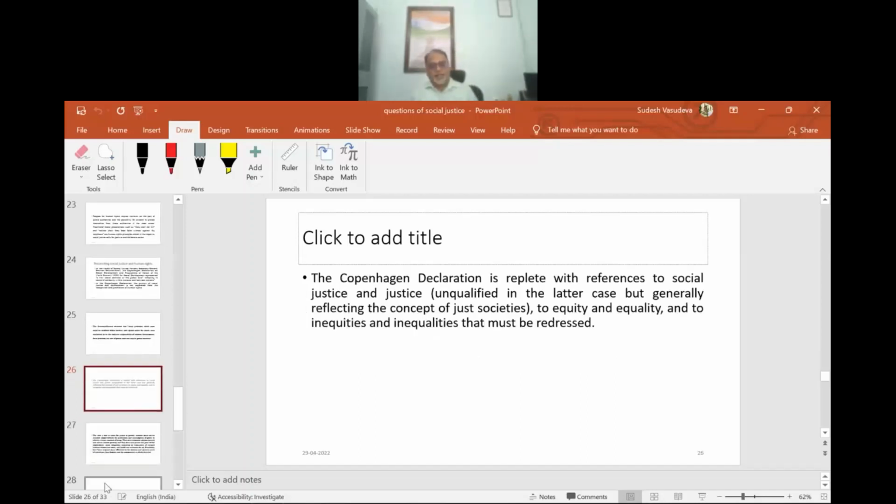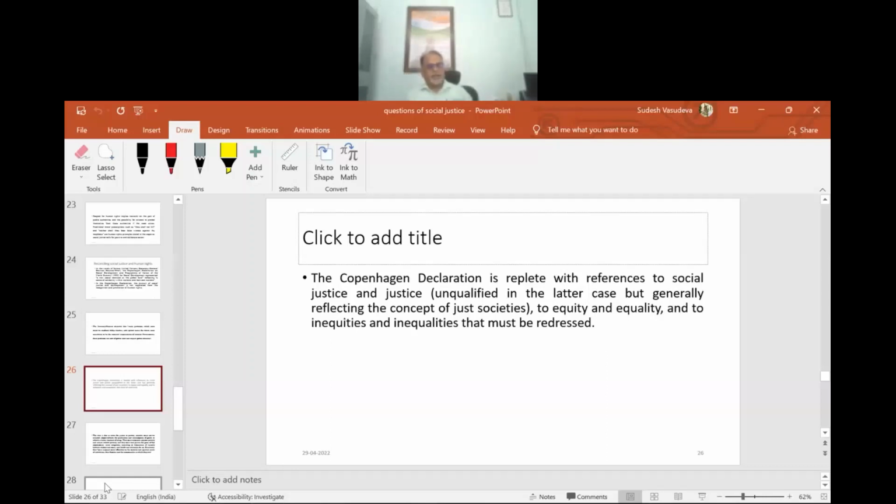So the Copenhagen Declaration has many such references to social justice and justice, which is unqualified in the latter sense, but generally reflected the concept of just societies, of equity and equality, and of inequities and inequalities that must be redressed. So this declaration is a specific mandate on the states to tackle inequities and inequalities. An ethical and spiritual vision for social development is what emerges from the Copenhagen Declaration.